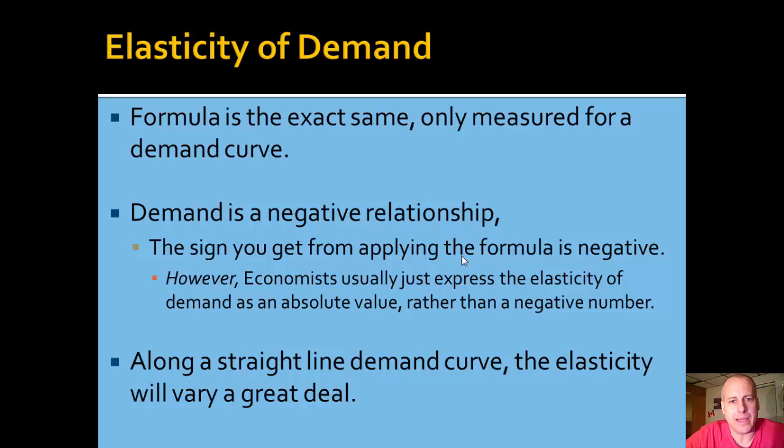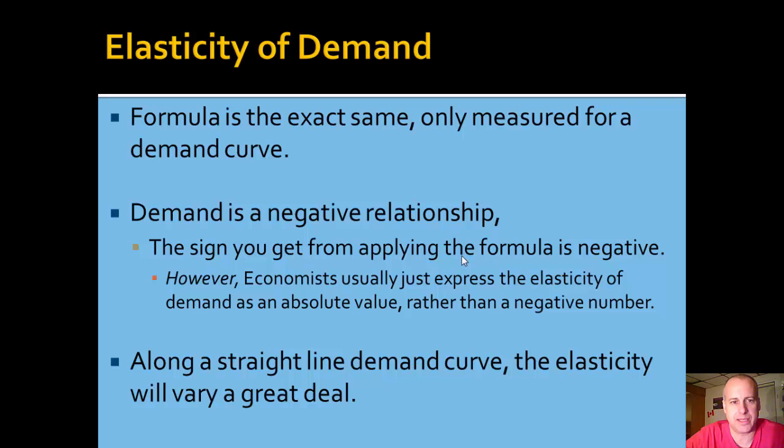Now, recognize that demand is a negative relationship. When we have an increase in price, we see a decrease in quantity, or when we have a decrease in price, we see an increase in the quantity. So the sign you would get from applying the formula is negative. I need to point out a convention that economists usually just express elasticity of demand as an absolute value rather than a negative number. So please be careful and pay attention as you're going through to keep this straight.